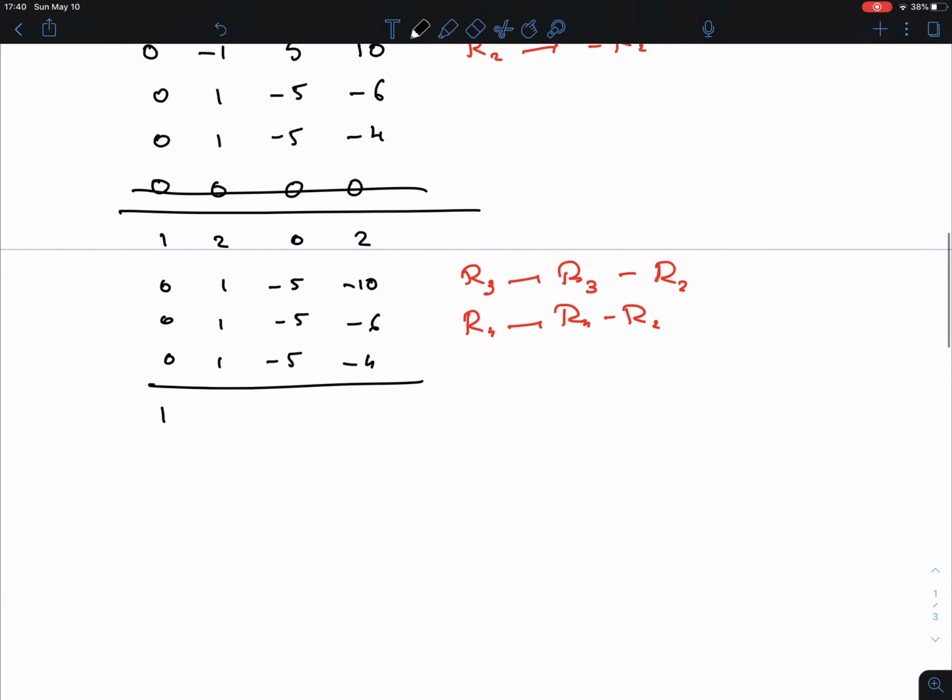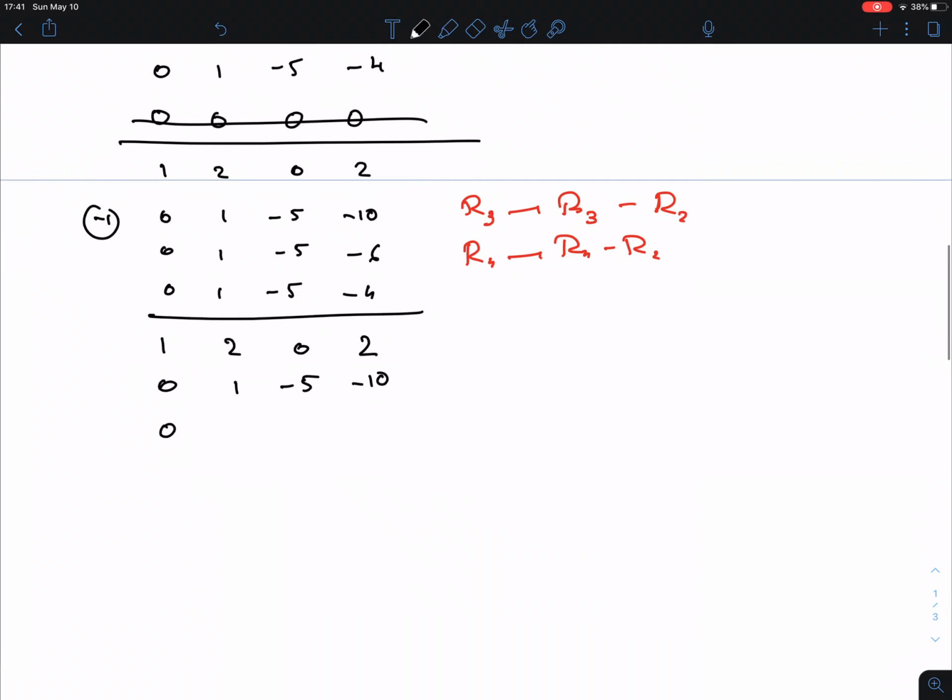So we get 1, 2, 0, 2, 0, 1, -5, -10. So I'm multiplying this with -1 and adding this up, so we get 0. 0 there, also 0 there, and then plus 10 minus 6, that is 4. I get 0, 0, 0, and now I get plus 10 minus 4, that is 6.